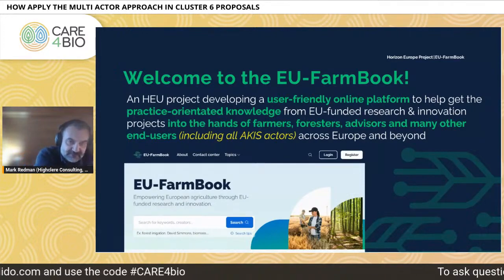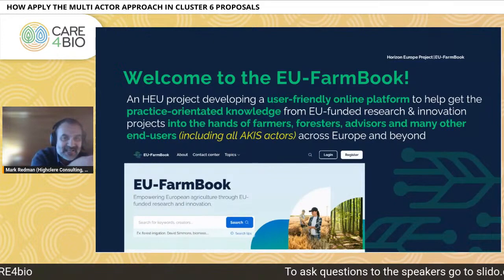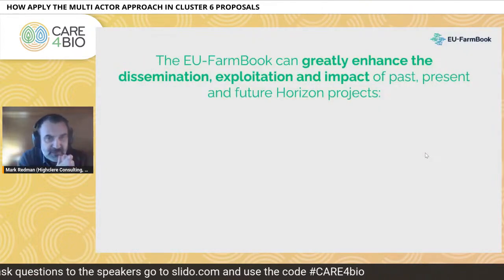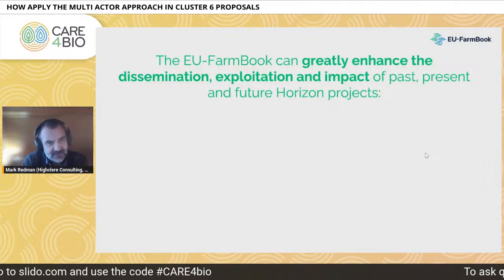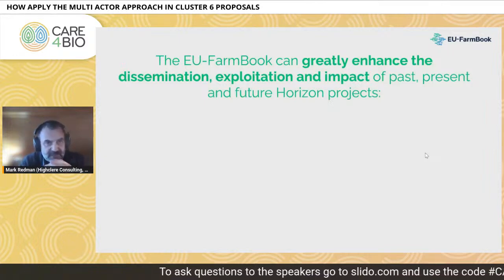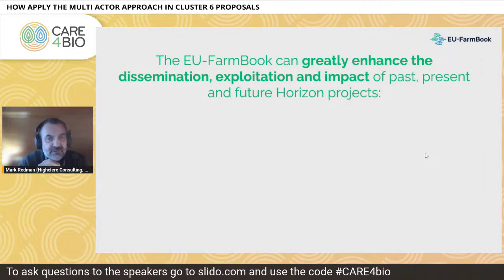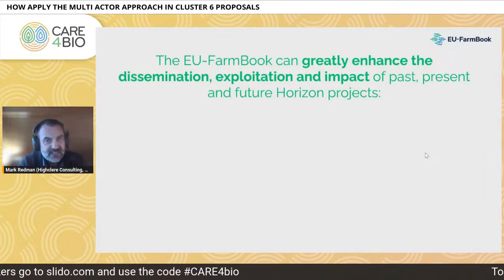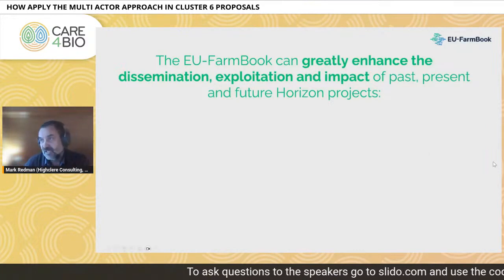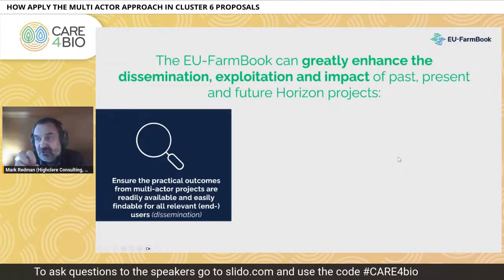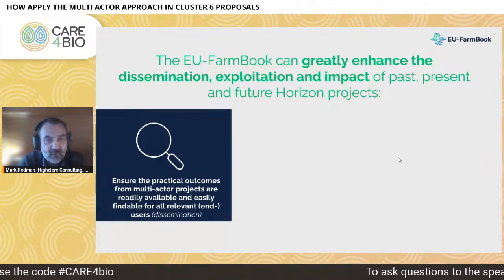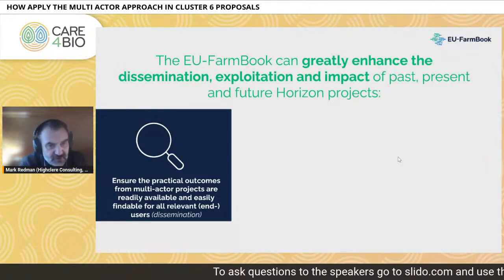And Natalia very importantly clarified the relationship between Horizon and ACIS earlier in the meeting. So the point which I want to make, particularly in the context of this meeting, in front of you as national contact points, in front of you as potential project beneficiaries, is that the EU Farmbook has been designed in order to enhance the dissemination, the exploitation, and the impact of past, present, and also, very importantly, future Horizon projects. It can help you to ensure that the practical outcomes of multi-actor projects are readily available and easily findable for all relevant end users, the dissemination function.